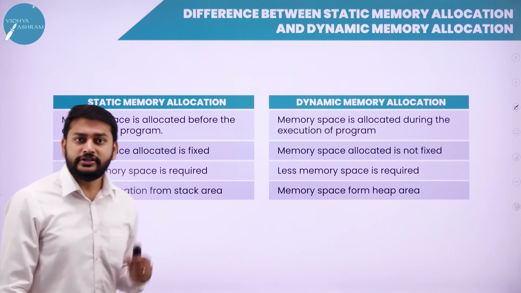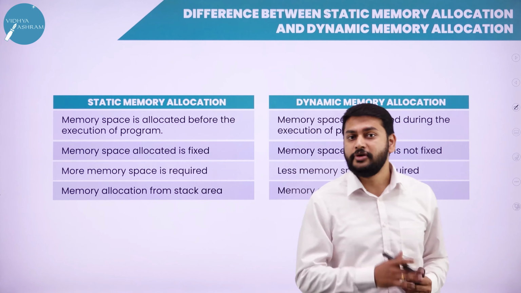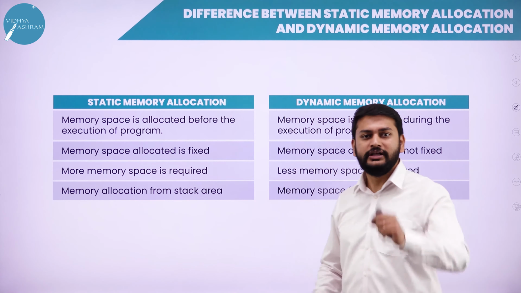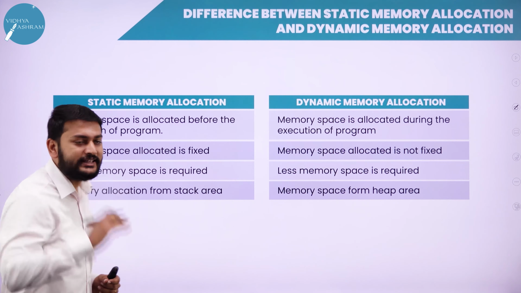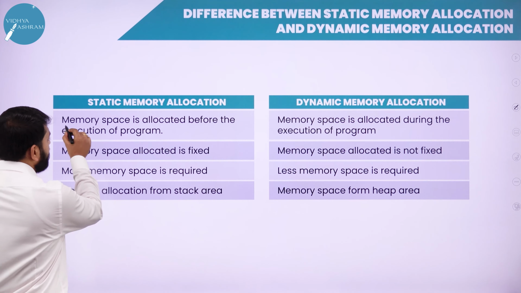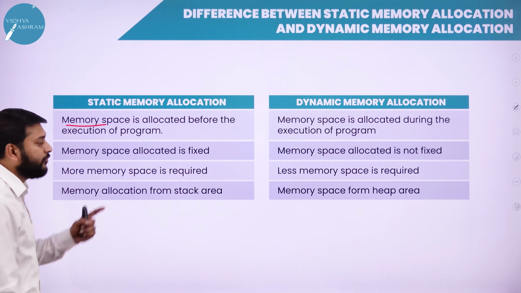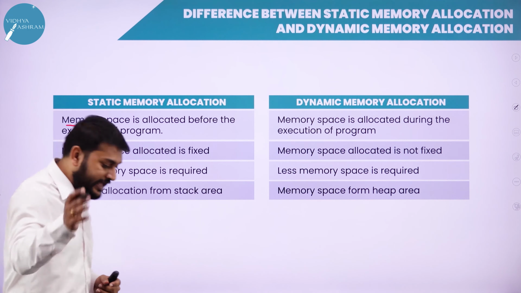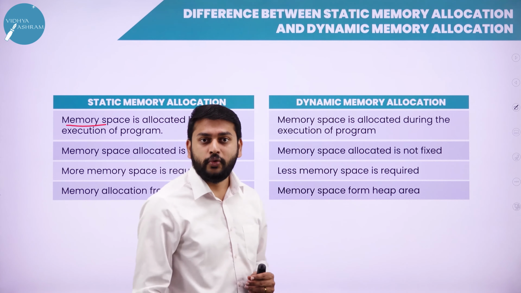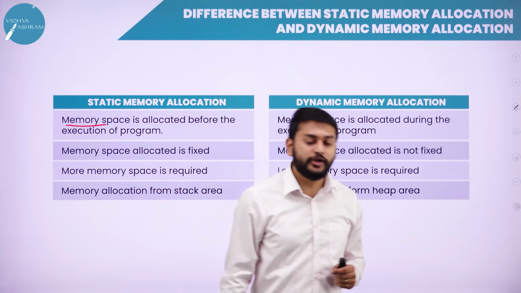Guys, I'm going to discuss the difference between static memory allocation and dynamic memory allocation one by one in detail. Each point makes a lot of sense. Please listen to me. I'm starting with static memory allocation first. Memory space is allocated before the execution of the program.